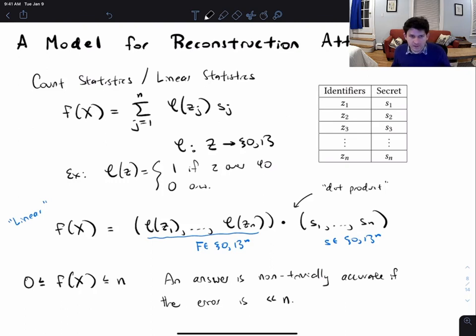So these are the type of statistics we're going to answer. And what we're going to show is that if I give you enough of the statistics like this, then an attacker can recover essentially all of the secret bits.